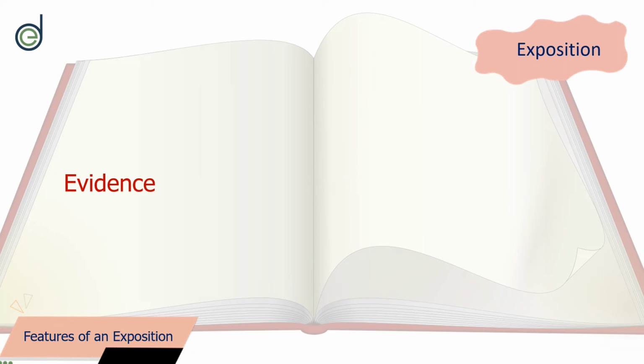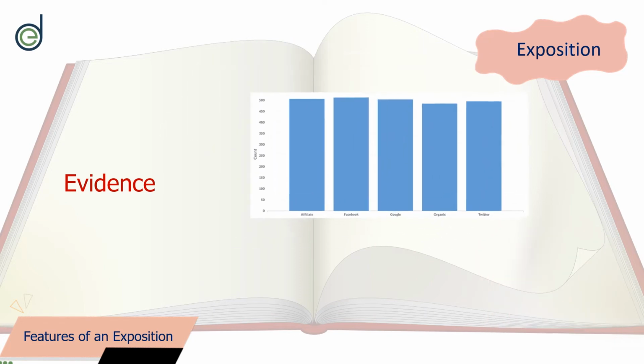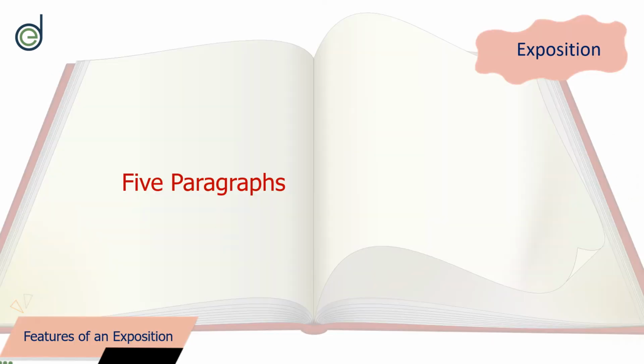Also, an exposition should be evidence-based. Expositions are written with a lot of facts and data. They have real and relatable examples, which include dates, numbers, and events. For example, Nigeria has 10.5 million out-of-school children, which is the highest in the world. This figure indicates that 1 in 3 Nigerian children are out of school.